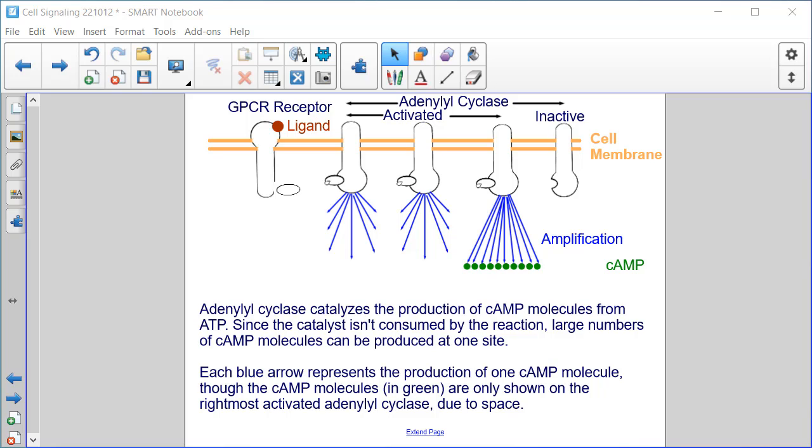Adenylyl cyclase catalyzes the production of cAMP molecules from ATP. Since the catalyst, adenylyl cyclase in this case, isn't consumed by the reaction, large numbers of cAMP molecules can be produced at one site. Each blue arrow represents the production of one cAMP molecule, though the cAMP molecules in green are only shown on the rightmost activated adenylyl cyclase due to space. So you can see the production of the cAMP by these green molecules, and you can imagine them here as well.